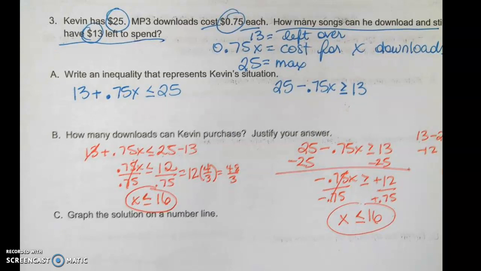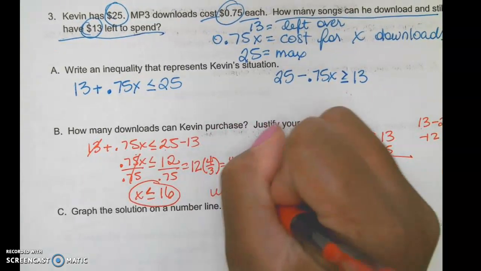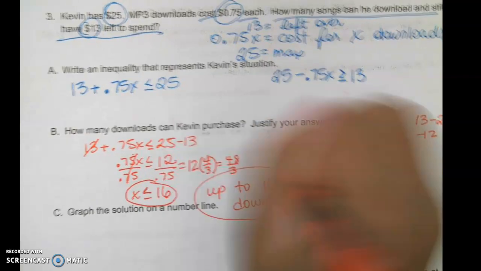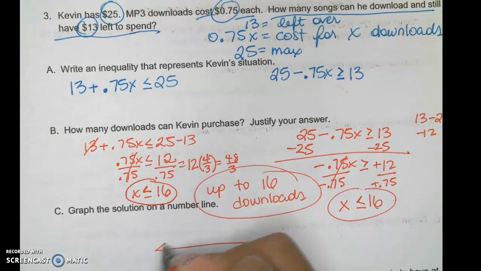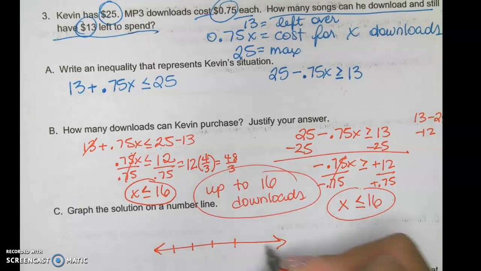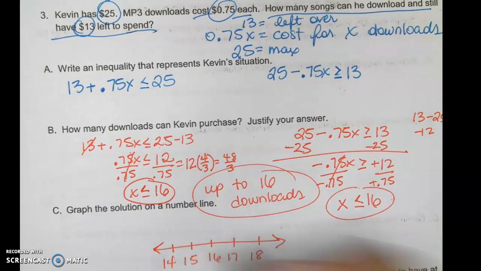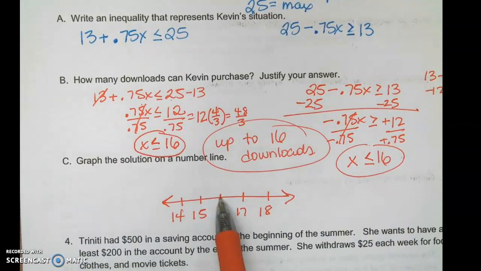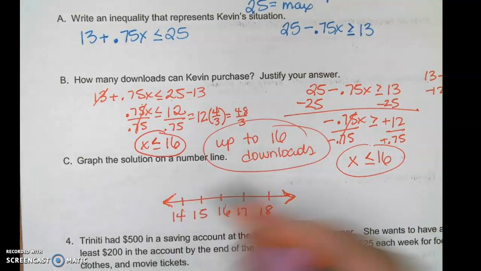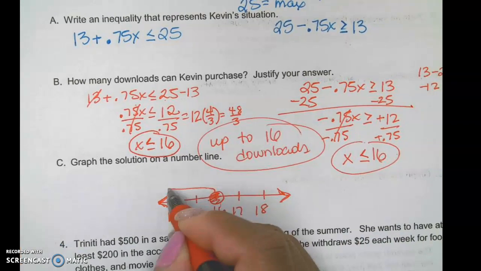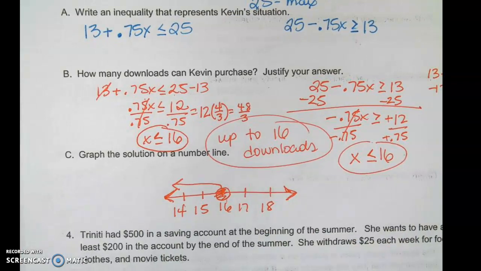How many downloads can Kevin purchase? Up to 16 downloads. Draw your number line. Up to 16. That means, do I want to surpass 16, or do I want to have 16 and less? Or less. It's got an equal sign, shade it in. I want less. I cannot go over that because he only has $25 to spend. Last one.